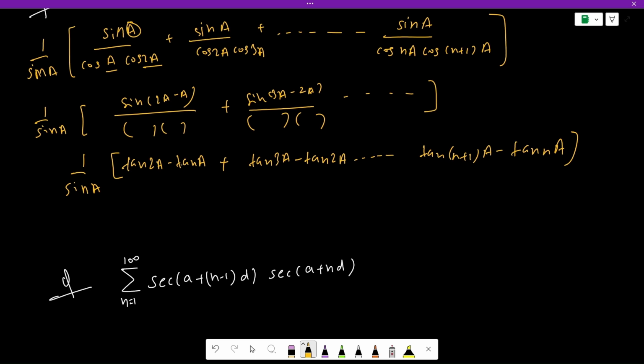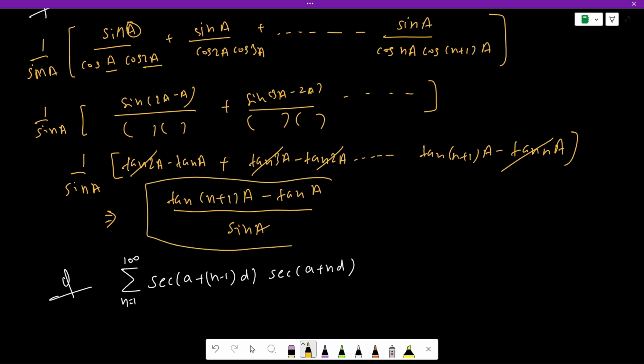Now as you can see, again the terms cancel out, that is the first term cancels the second term of the second part. So this will cancel, and finally this will get cancelled. So what's left is tan(n plus 1)a minus tan a, divided by sin a. So this is the answer.